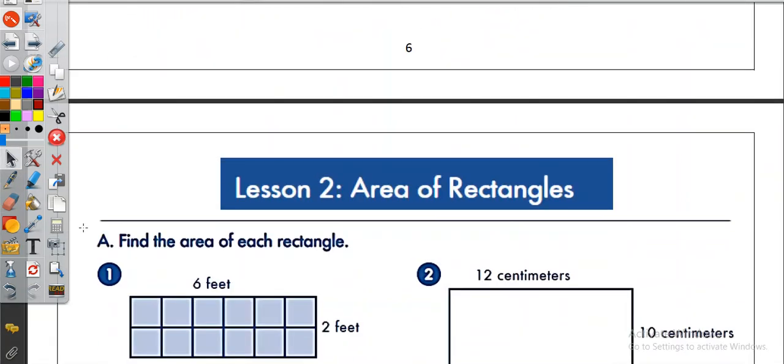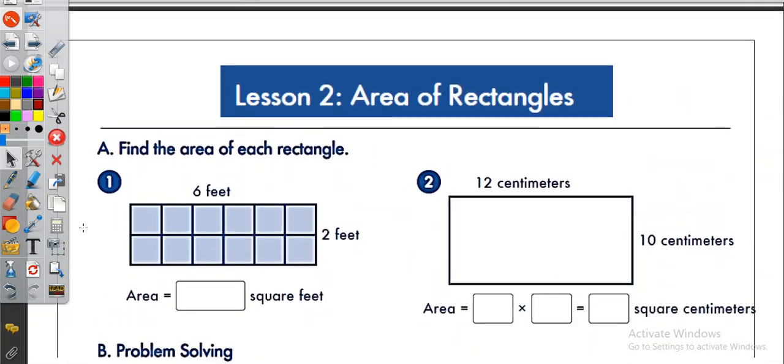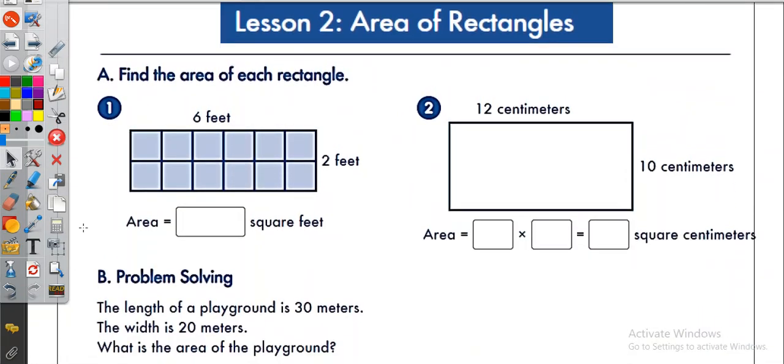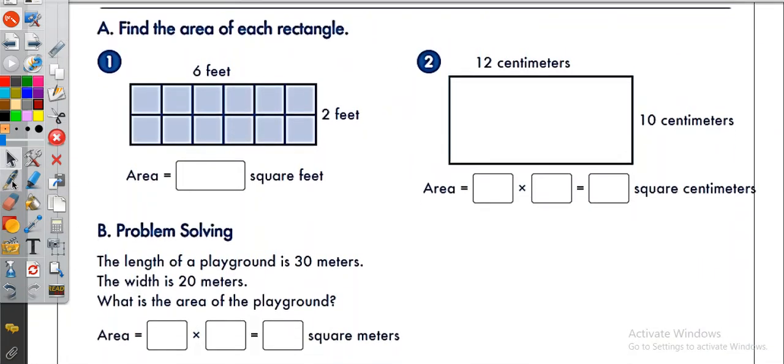Now go to the second lesson, which is area of rectangles. Find the area of each rectangle. Here, to find the area, as we said before, you have to multiply the length by width, which is 6 times 2, 12. Here, 12 times 10, just throw the zero, which is the 0 in the answer, then multiply 12 by 1, 12, which is 120 square centimeters.